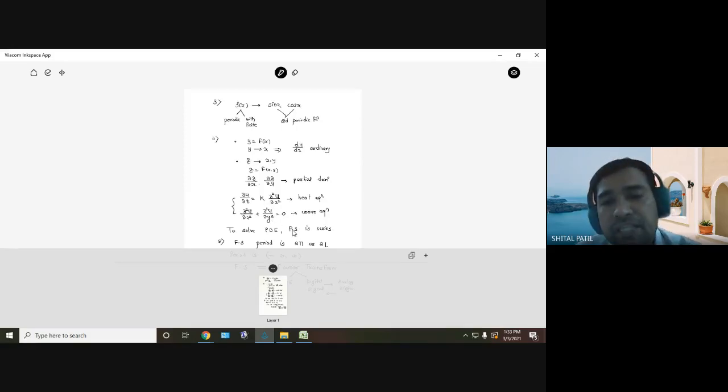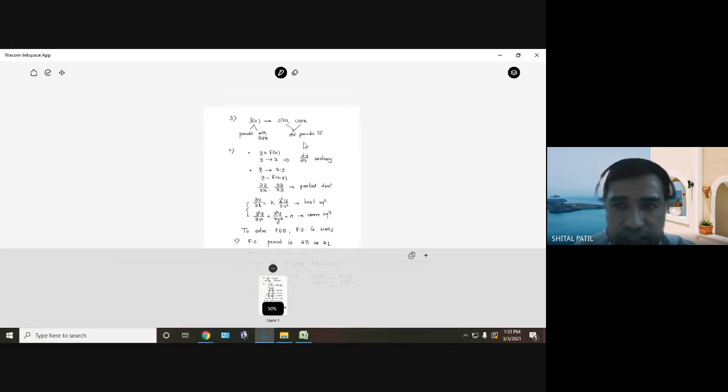Then in the case of Fourier series, we are considering the period as 2 pi or 2L. Whenever the period is infinite, the Fourier series is converted into Fourier transform.